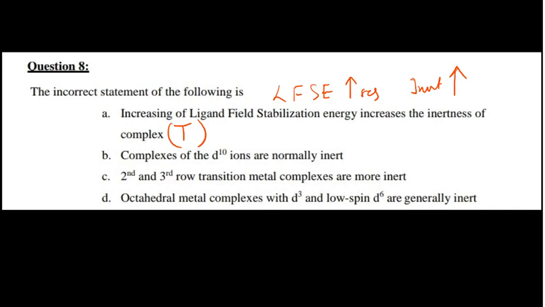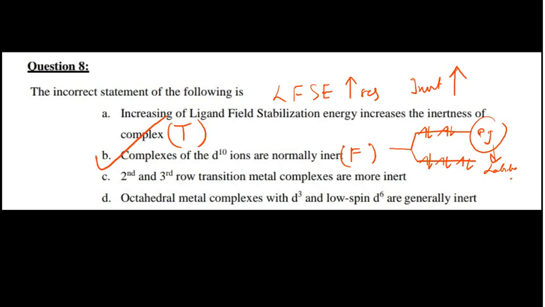Complexes of d10 ions are normally, no, this is false. Whenever you have d10 ions, that means you have 10 electrons, 1, 2, 3, 4, 5, 6, 7, 8, 9, 10. So the eg orbitals are filled. When eg orbitals are filled, your complexes would be labile, but it is saying inert. So this should be your correct answer. Option B is the correct answer. This is the incorrect statement.